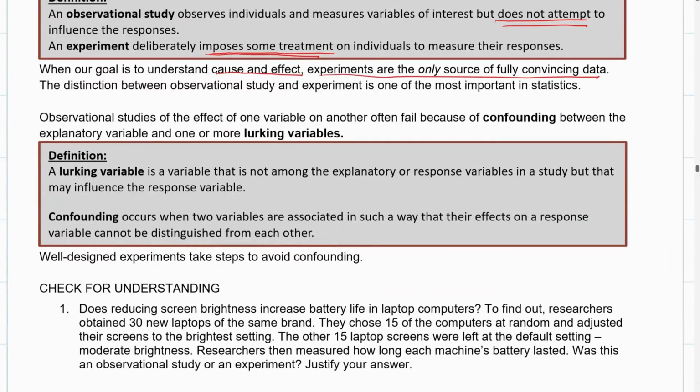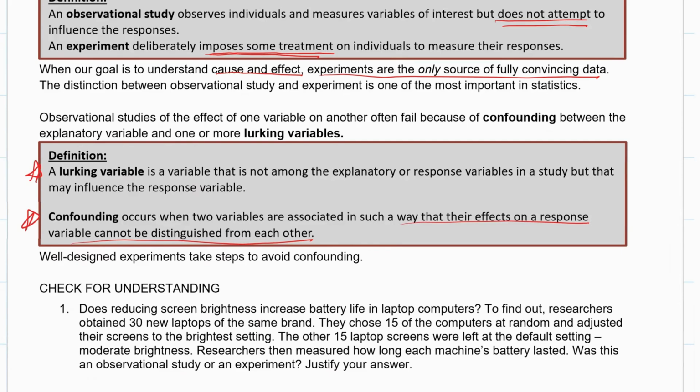One is that there could be lurking variables. A lurking variable is a variable that's not among the explanatory or the response variables in the study, but may influence the response variable. We say a situation is confounding when we have multiple variables that interact in such a way that we can't tease them apart. We can't tell one effect from the other. So watch out, know that we are going to try to control for these effects by doing well-designed experiments.